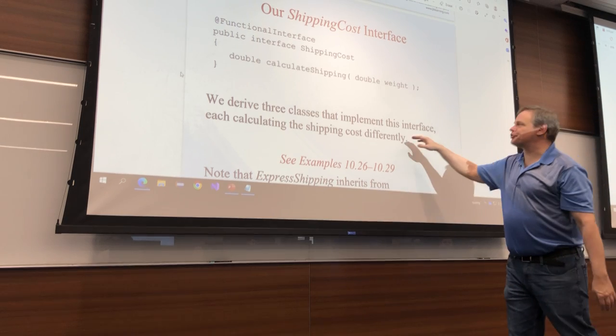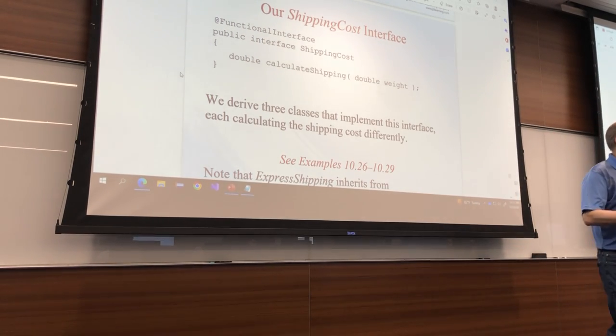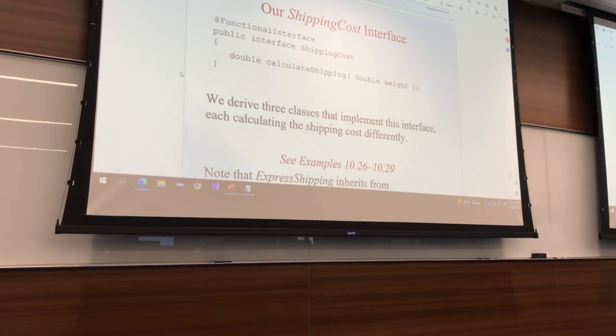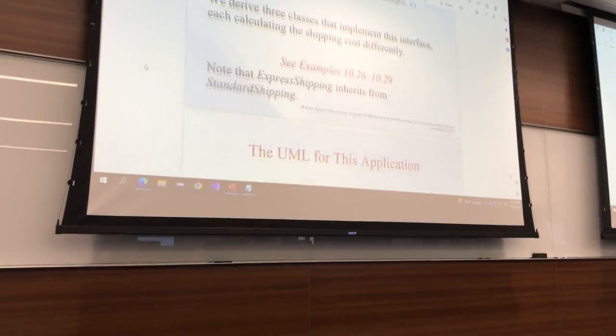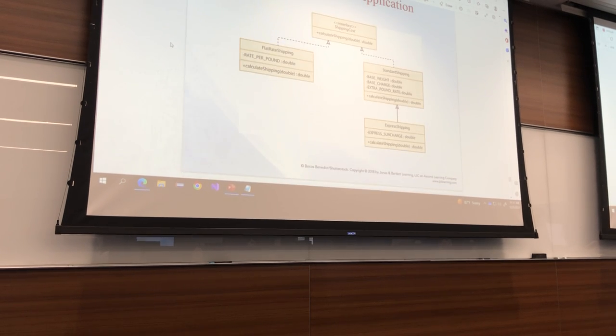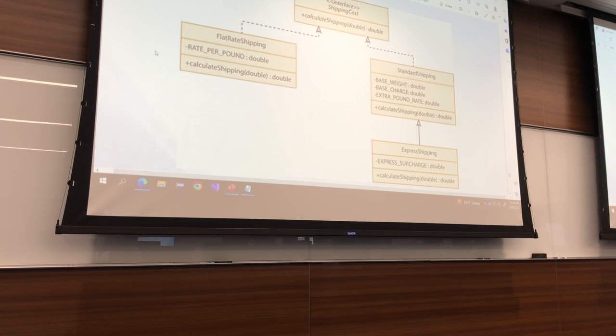Now, we're going to derive three classes that implement this interface and talk about my shipping costs. So let's take a look. At the top of my hierarchy, I've got my interface ShippingCosts. And again, I'm just saying that everything that has a shipping cost should be able to figure out its shipping cost by calculating shipping. It doesn't know how to do it for a general shipping cost, but it should know how to do it if it is a subclass of this. So I subclass this using implements into FlatRateShipping.